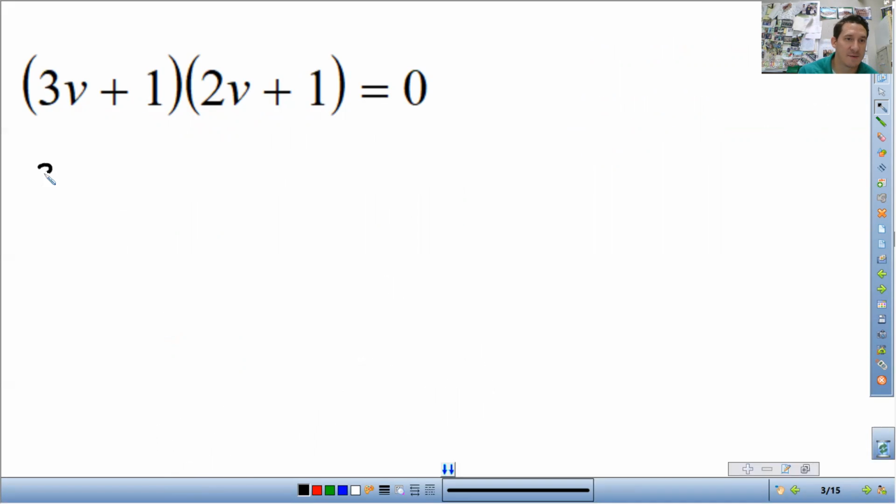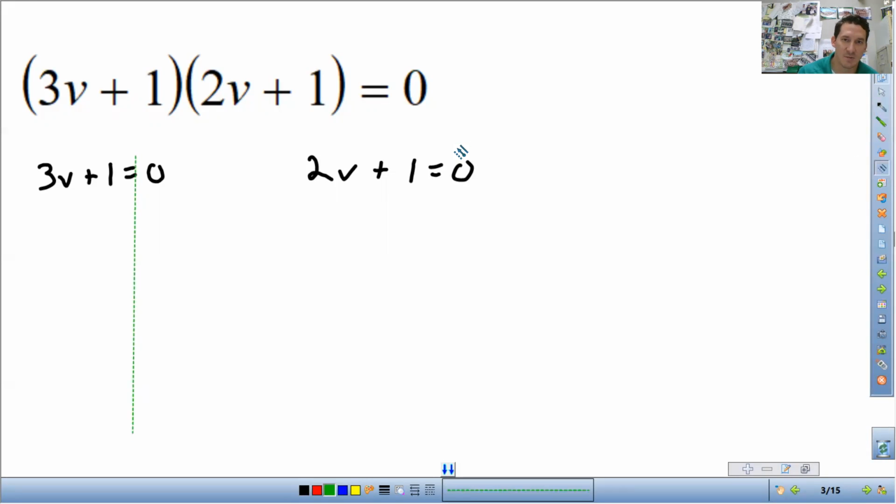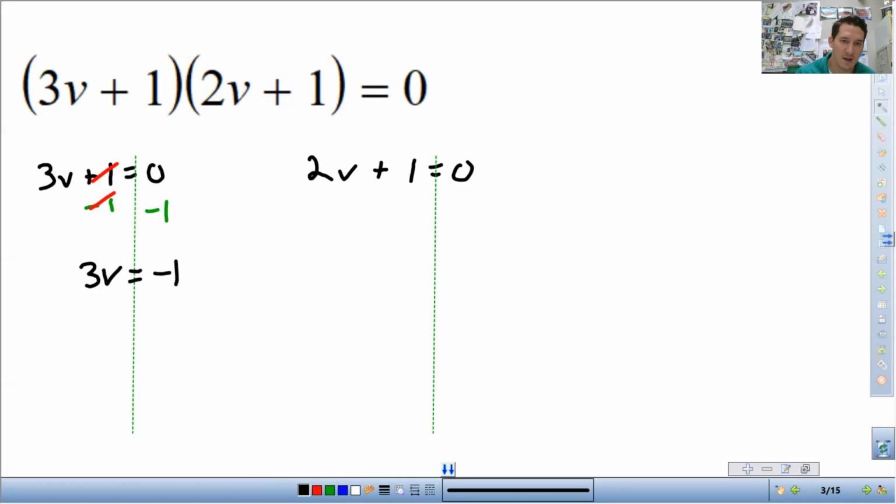Solve for v this time. So split it up. You do 3v plus 1 is equal to 0, or 2v plus 1 is equal to 0, and then solve each individually. I'm going to put in a line of separation just to help keep this organized. So starting off on this one, I'm going to subtract 1 from both sides. Plus 1 minus 1 cancels out. Get 3v is equal to negative 1. And then divide by 3. You get v is equal to negative 1/3.